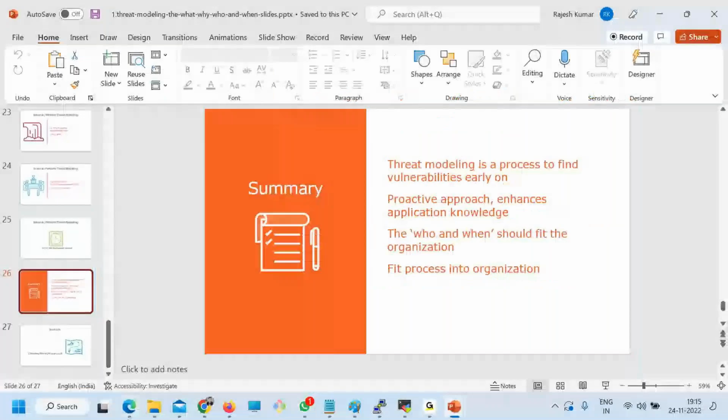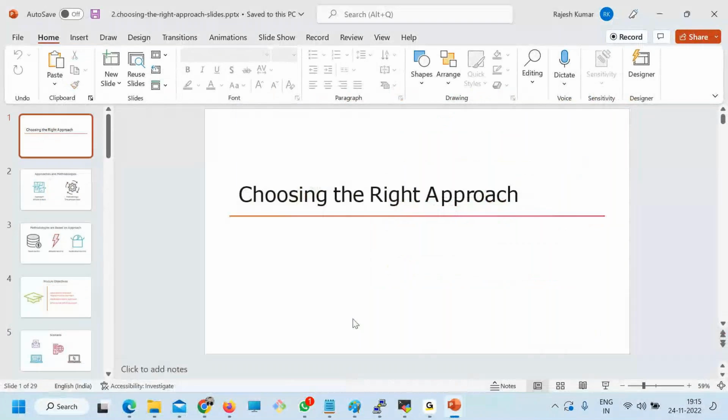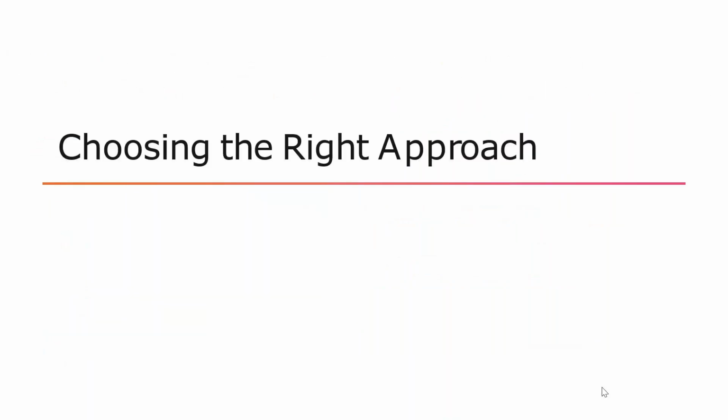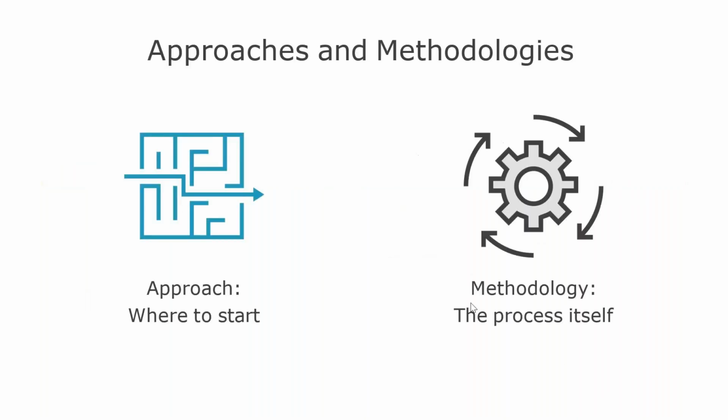Okay, so the next thing we are going to talk about, after understanding the introduction of threat modeling, is choosing the right approach for doing threat modeling. In this session we are going to discuss the approaches and the methodology, which are the things we are going to start with to do the threat modeling. So approach is where to start, and methodology is the process itself.